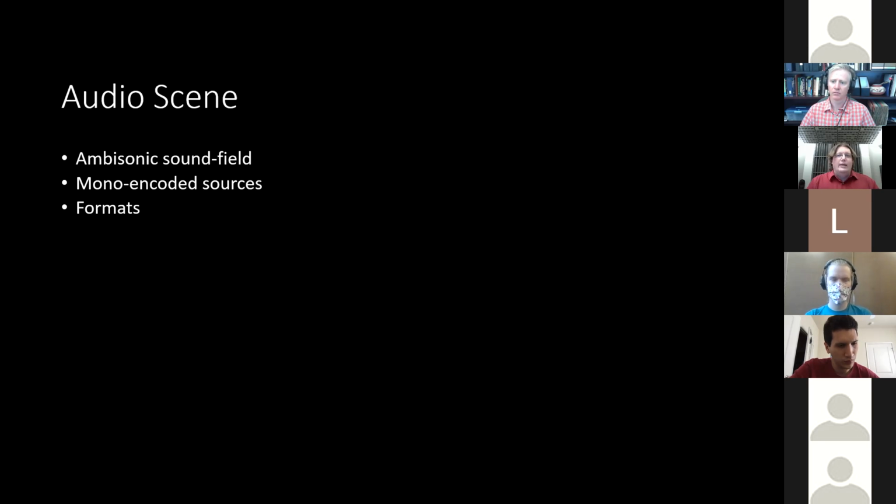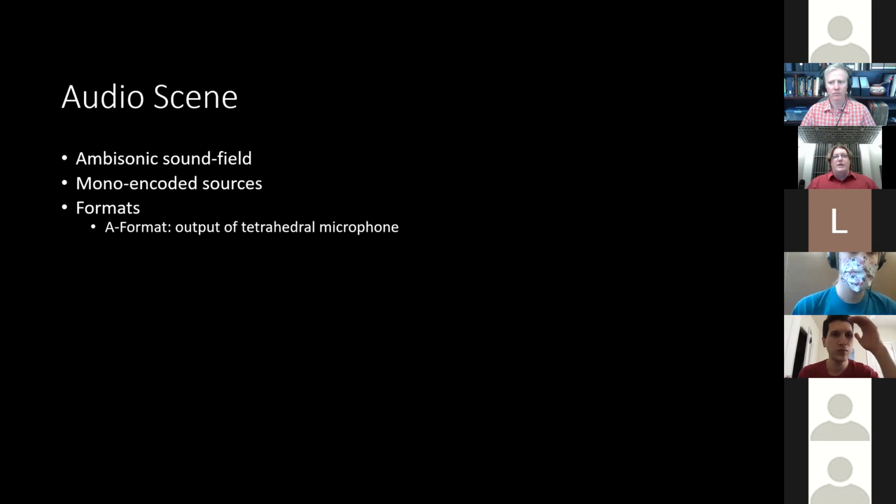And so a lot of formats and nomenclature have evolved in weird ways, and some of them nobody uses anymore, but if you read an older paper, suddenly it's all over the place. So two of the formats we hear a lot, first off, is the A format. The A format is the actual raw output of a tetrahedral microphone. It is what it says on the tin. It's a microphone that has 4 elements arranged in a tetrahedron.